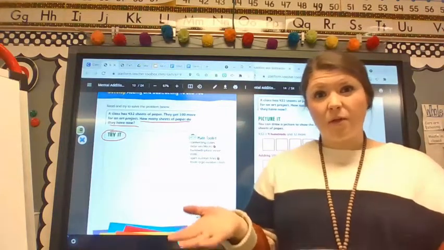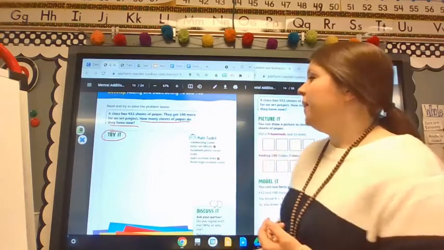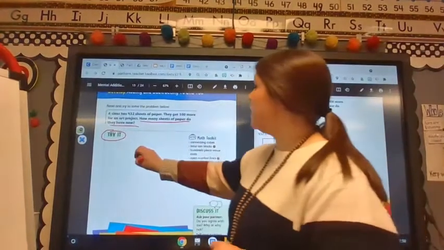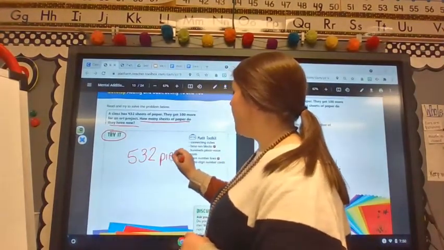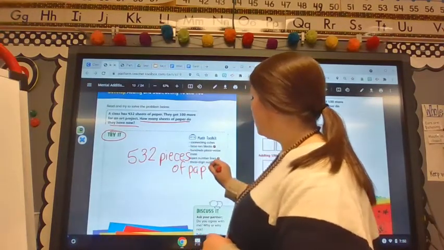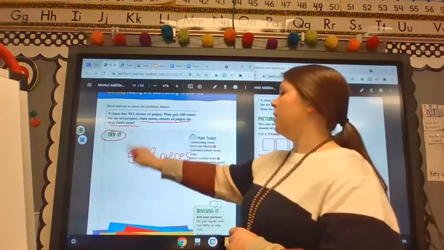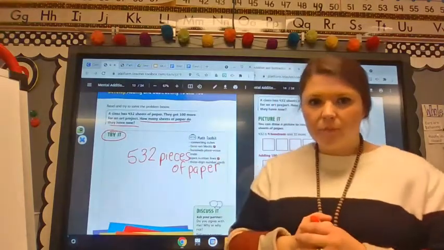How many pieces of paper do they have now? They have 532 pieces of paper. Remember, we have to answer that question, so we have to put the unit. So how many sheets of paper do they have now? They have 532 pieces of paper.